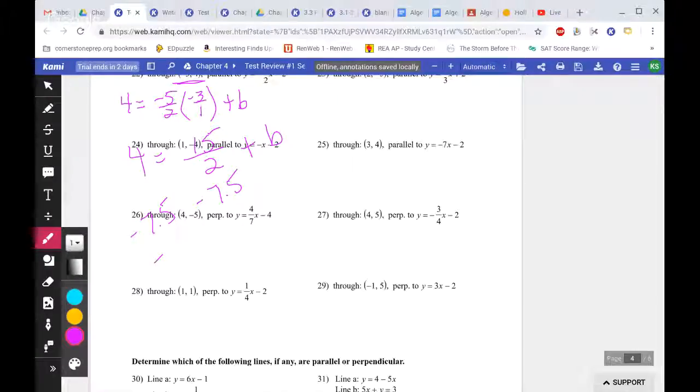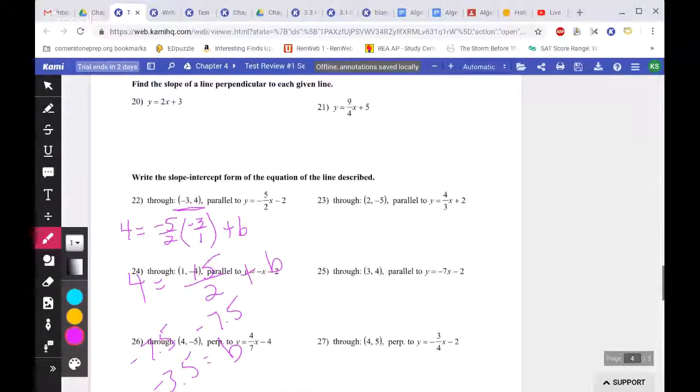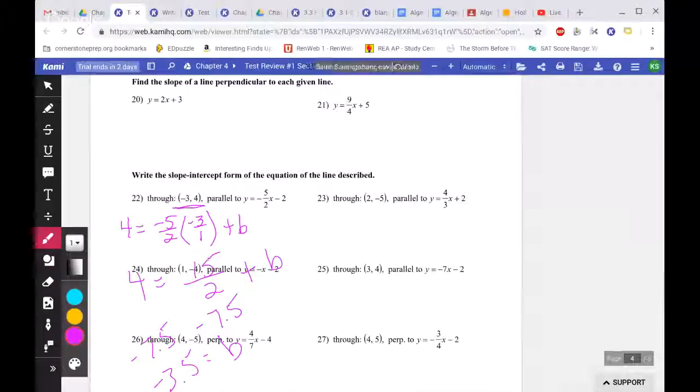Okay, so you're going to subtract negative 7.5 from 4. You're going to get a negative 3.5 equals B. So you can do one of two things. Your answer is either going to look like the line parallel to that is going to be Y equals negative 5 halves X minus 3.5. Or if you had 7/2.